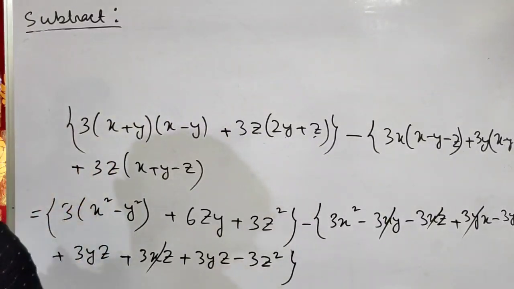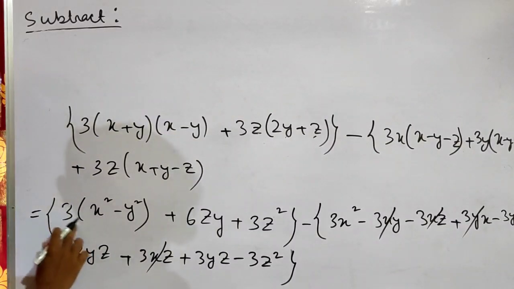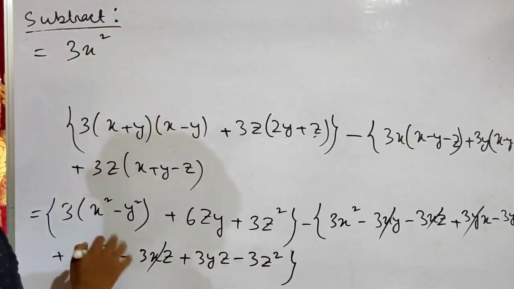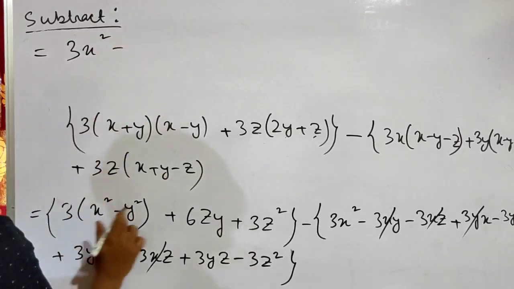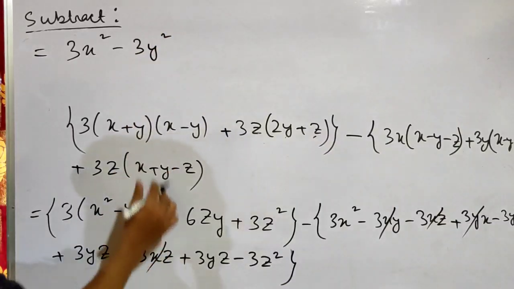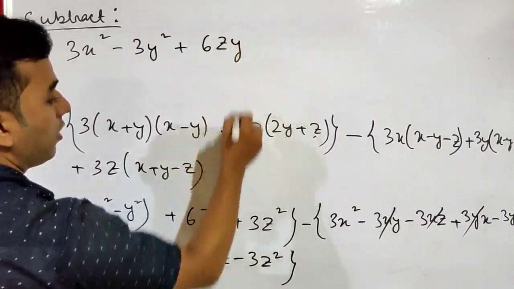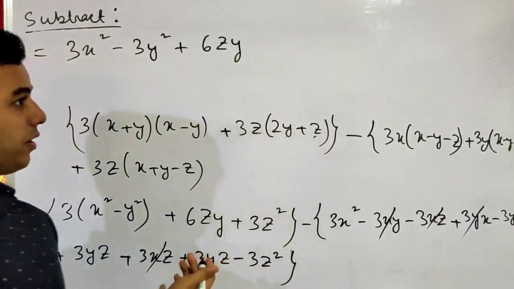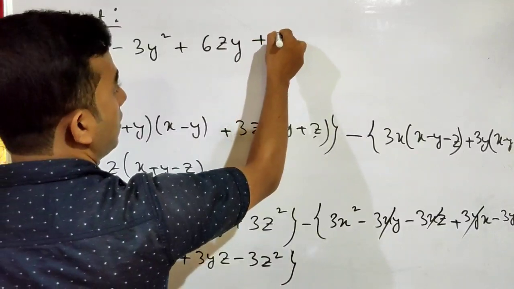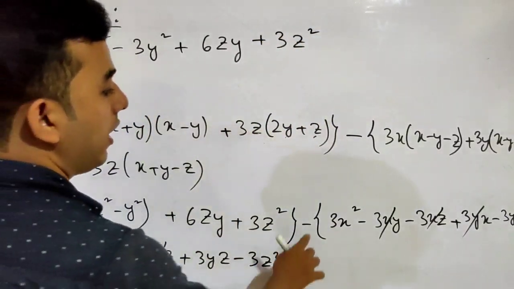So now look, 3 into x square means what? 3x square. Then minus minus 3 into y square is what? 3y square. Clear? Then plus plus 6zy, or yz, whatever we want to write, no problem. Then plus plus 3z square. Clear? Then what is left?